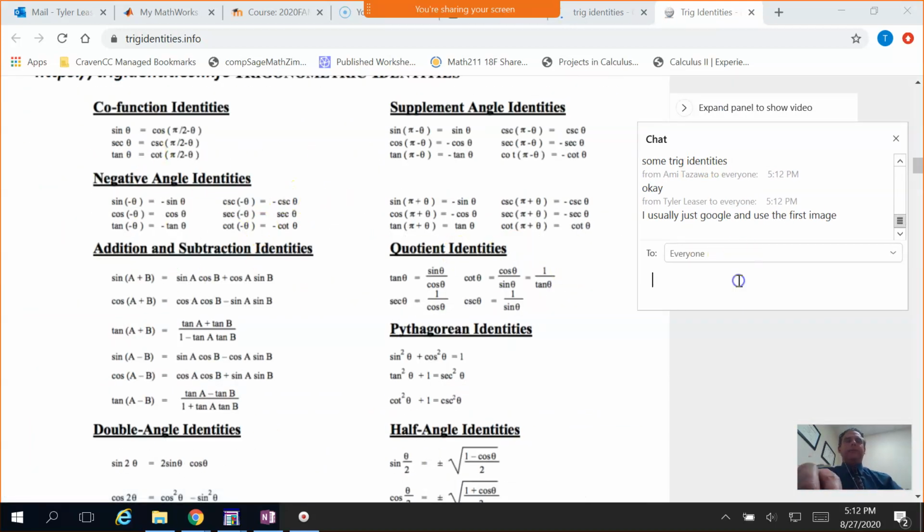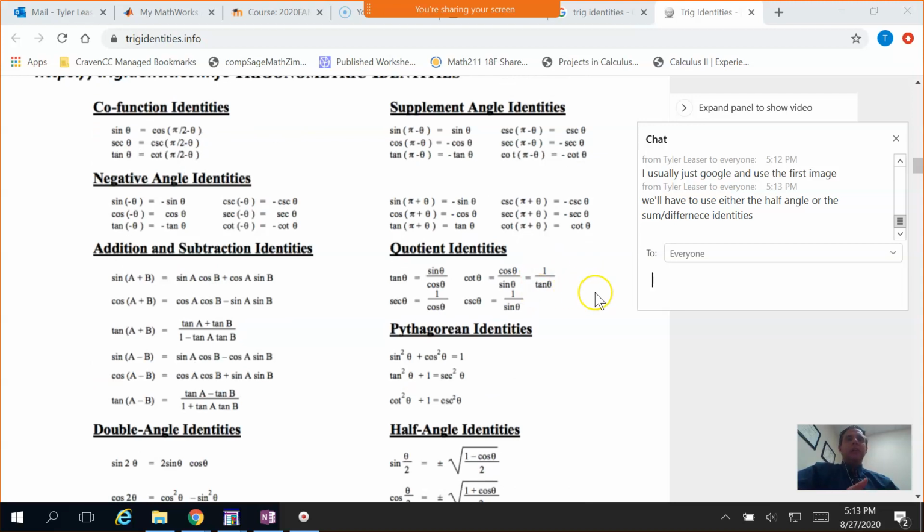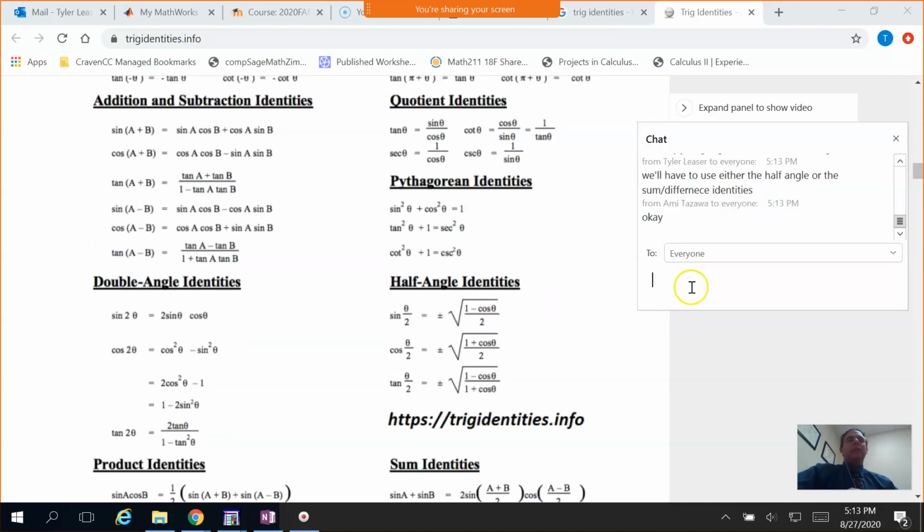Here, we'll have to use either the half angle or the sum difference identities. So what we want is to find either two angles that add or subtract to be pi over 12, or an angle that I can cut in half, and then use the half angle identity to get pi over 12. It doesn't really matter. Usually the half angle is easiest. Since we are doing sine, I'll do the half angle for sine, which is this one.